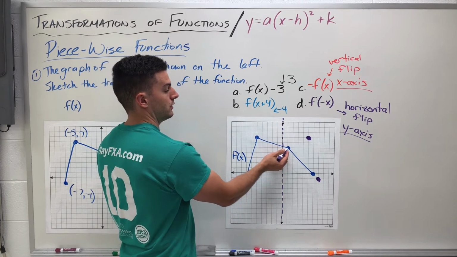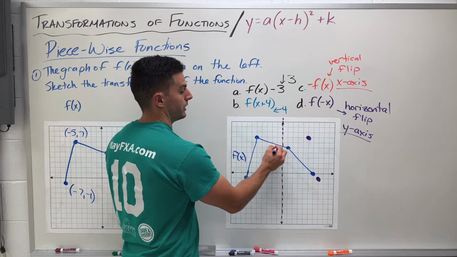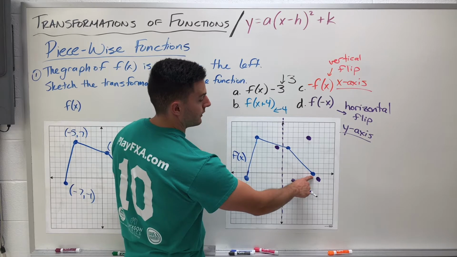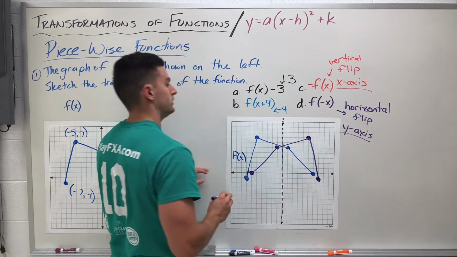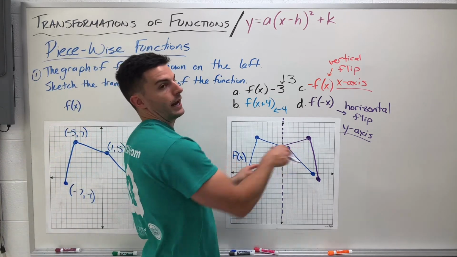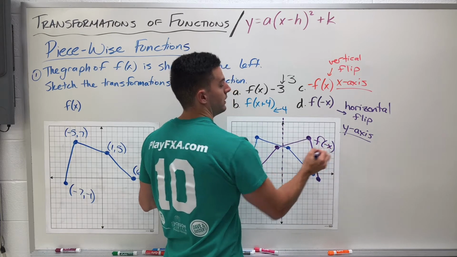This point here, the x value is 1. To negate it, I make it -1 right here. And then this point, the x value is 6. So I move to -6. You see it's like an exact mirror image across the y-axis, okay? And so that would be the graph of f of -x.